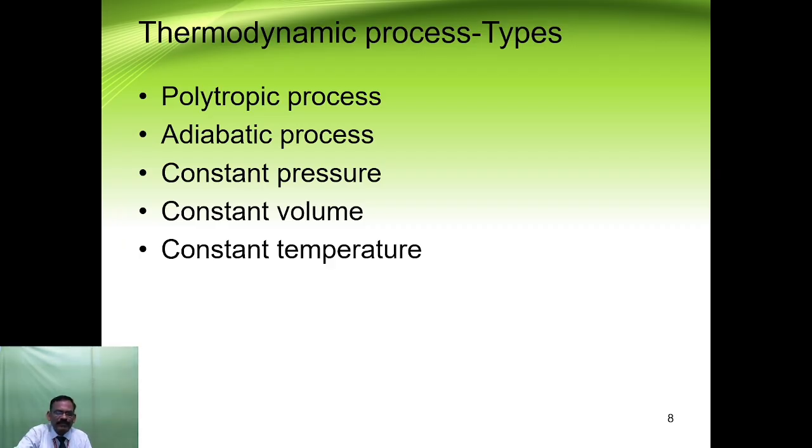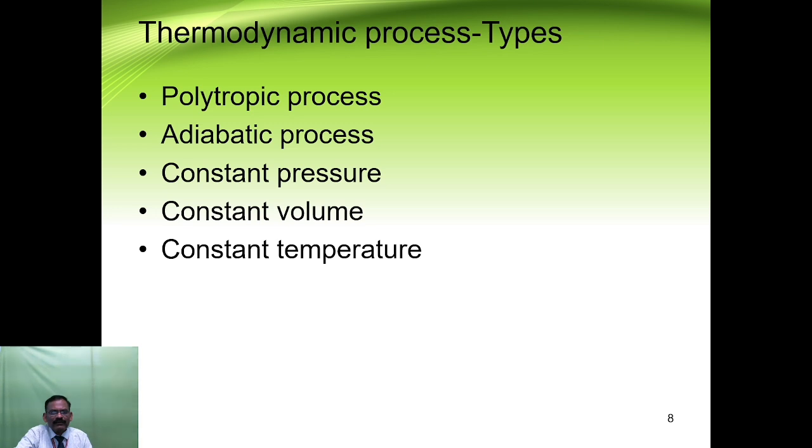If the system pressure is maintained constant and the process takes place, it is called an isobaric process. If there is no heat transfer between the system and the surroundings, and also between the surroundings and the system, then it is called an adiabatic process. If the system undergoes a process in general, it is called a polytropic process.